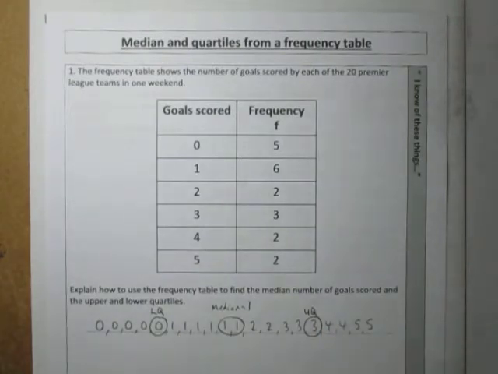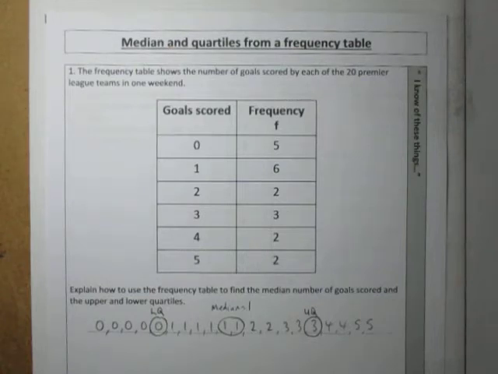Now, what we want to be able to do today is find these same things, but from the frequency table, without having to write all these values out in order from smallest to largest. I mean, yes, we've got 20 Premier League teams represented in this table, but a data set could contain 100, 200, 500 pieces of data, and we don't want to write all those out in order. So we have to come up with another quicker way of doing it using just the frequency table.